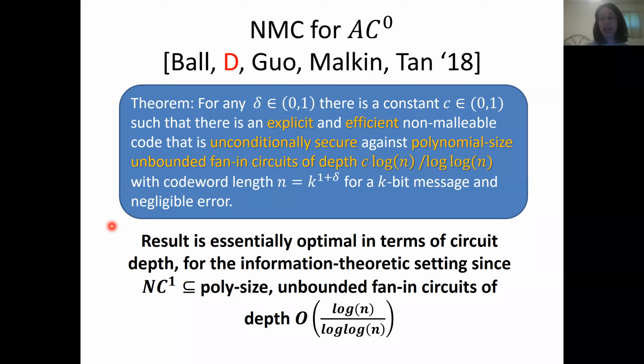And this is because, as I said, we cannot construct non-malleable codes for NC1 without separating NC1 from P. And NC1 is contained in the class of polynomial size unbounded fan-in circuits of depth O of log n over log log n. So if we substantially increase the depth of circuits that we can handle in our result, that would include NC1. So this is essentially optimal in terms of depth.